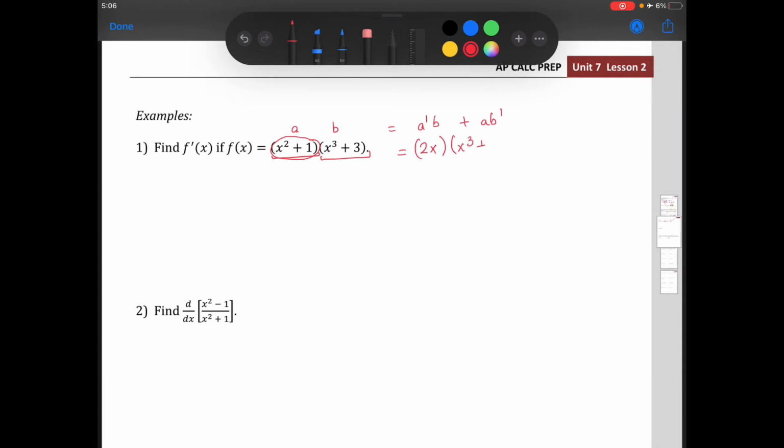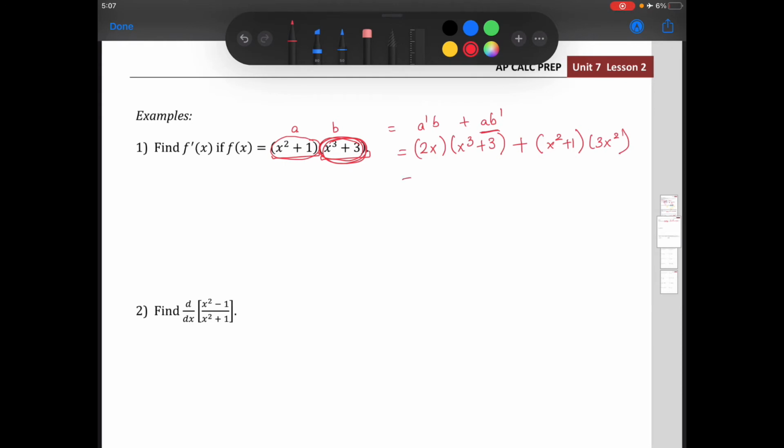Times my b, write your b as it is. Plus, now I'm going to do this part. I'm going to write my a function, which was x squared plus 1. And now take the derivative of this part. So it's going to be 3x squared, and the derivative of a constant is 0, so just 3x squared.